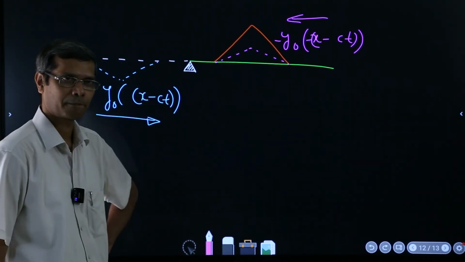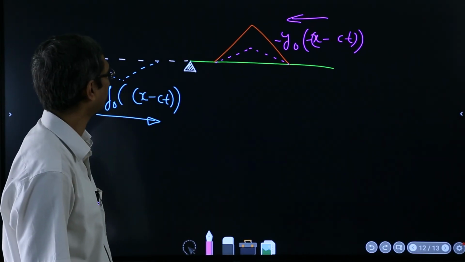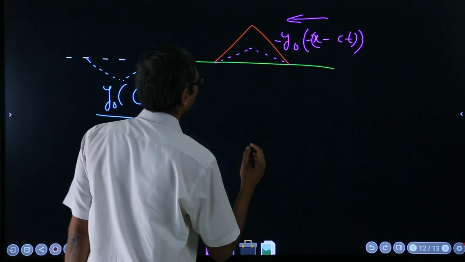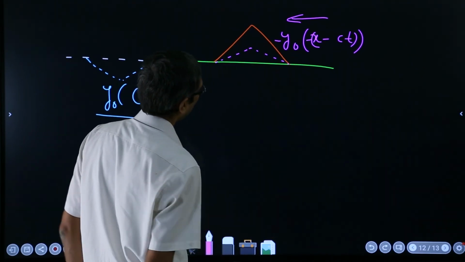Sir, but the red one is the shape at t is equal to 0, right? Yep. Okay.